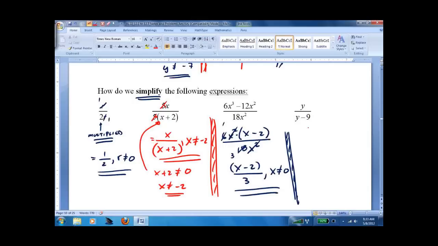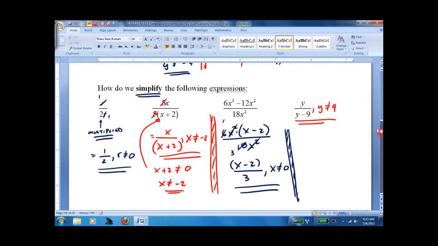This one I can't do anything with. That's done. Except I have to say y cannot equal 9. That's it. Notice I did that in my head. 9 minus 9 equals 0. Y cannot equal 9 then. This is complicated. You were warned. It gets worse.